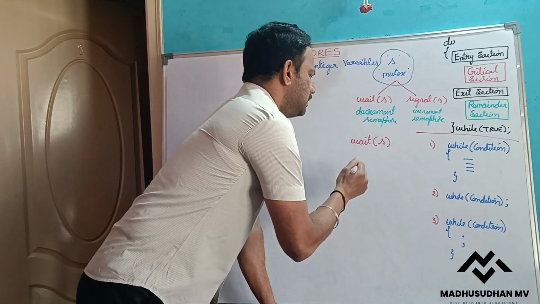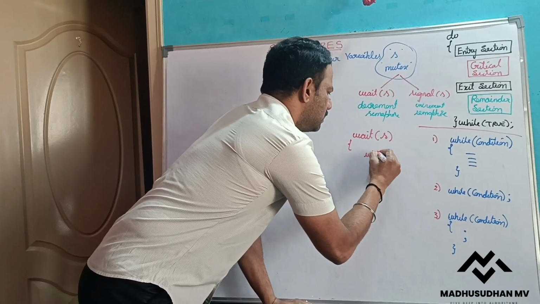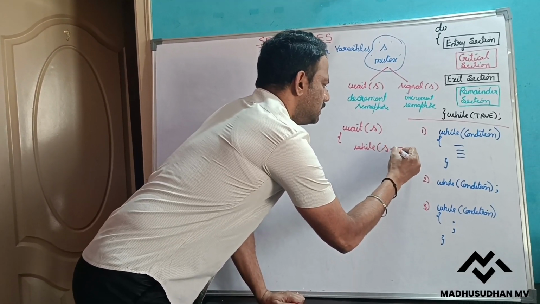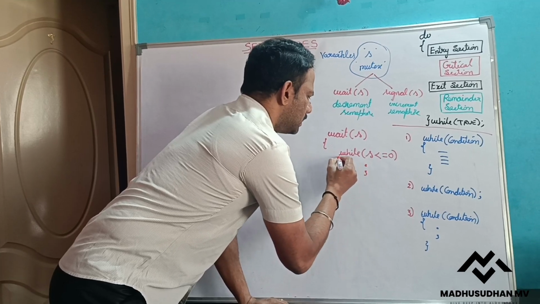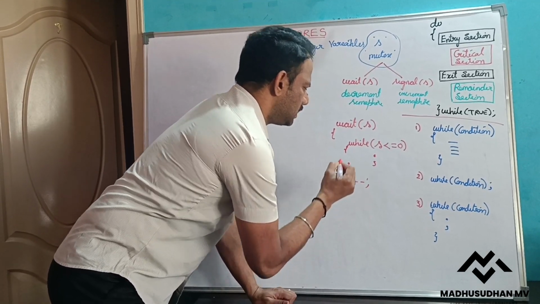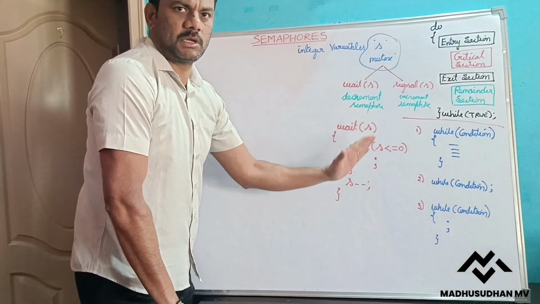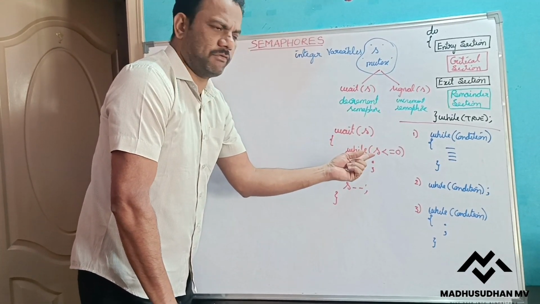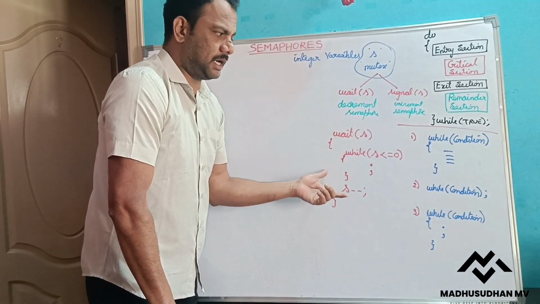of S. Now I will say while this S is less than or equal to 0, do nothing, and then do S minus minus. That's it. This is my wait function, an atomic operation. What do we do? Check the value of S. If it is less than or equal to 0, it stays in the loop. Okay, we know the wait condition.